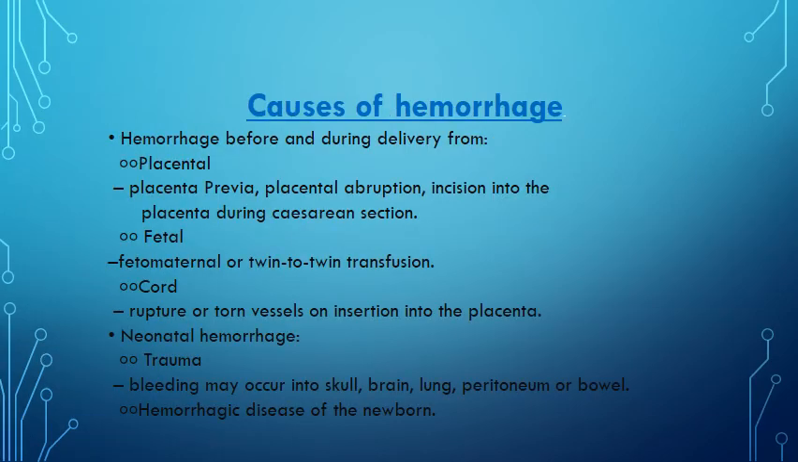Causes of hemorrhage. We have hemorrhage before and during delivery from the placenta, like placenta previa, placental abruption, incision into the placenta during cesarean section; from the fetus, feto-maternal or twin-twin transfusion; from the cord, rupture or torn vessels on insertion into the placenta. From the neonate himself, neonatal hemorrhage like trauma, bleeding may occur into the skull, brain, lung, peritoneum, or bowel. Otherwise, we have hemorrhagic disease of the newborn.